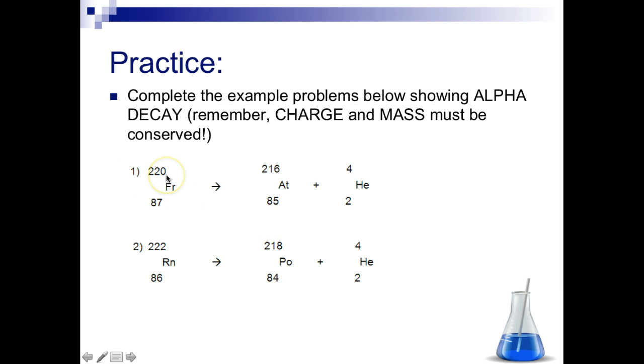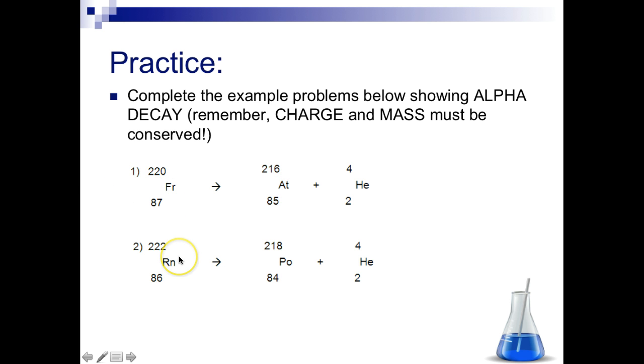So for example number 1, if it undergoes alpha decay, it has to release an alpha particle, which is right here. Now to figure out what else we're missing, 2 plus some number needs to equal 87. So we're going to do the bottom first. 2 plus 85 equals 87. When you look on your periodic table, the element that is 85 is At. So that's why the element symbol At is here. 4 plus some number has to equal 220. So 4 plus 216 equals 220. And that's how this is a balanced alpha decay of francium.